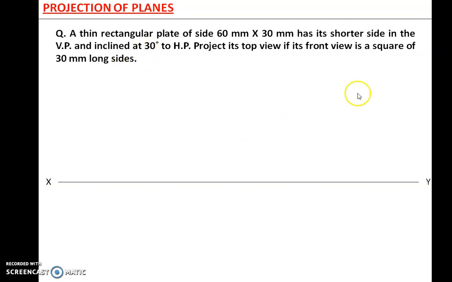So this is the problem. Now let us see what things can be extracted from the problem. So the plane is a rectangular plate. Dimension of the plate is 60 mm by 30 mm. So the longer side is of 60 mm, shorter side is of 30 mm. And it is said that the shorter side of the rectangular plate, here you can see the shorter side is in the VP. So it has its shorter side in the VP.